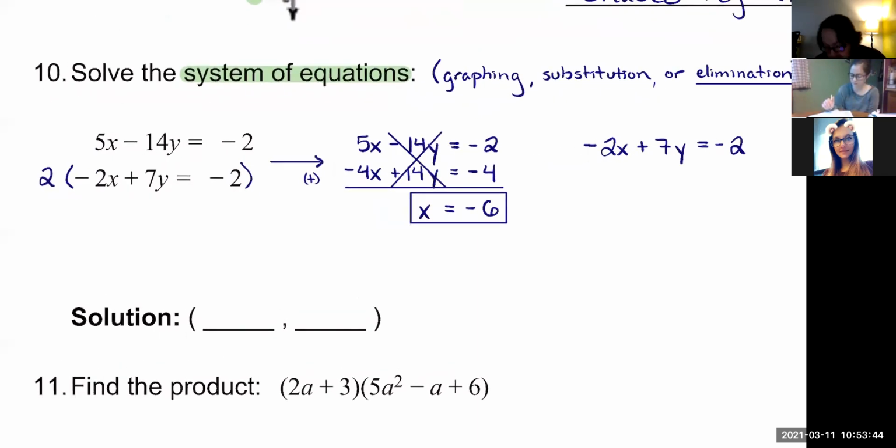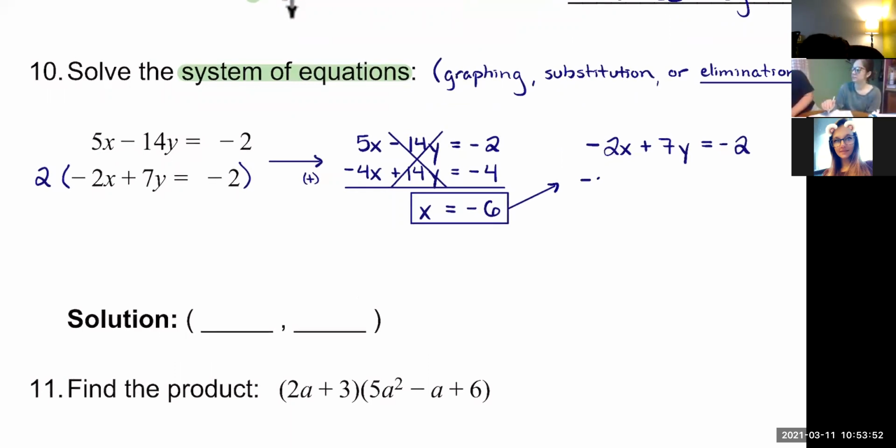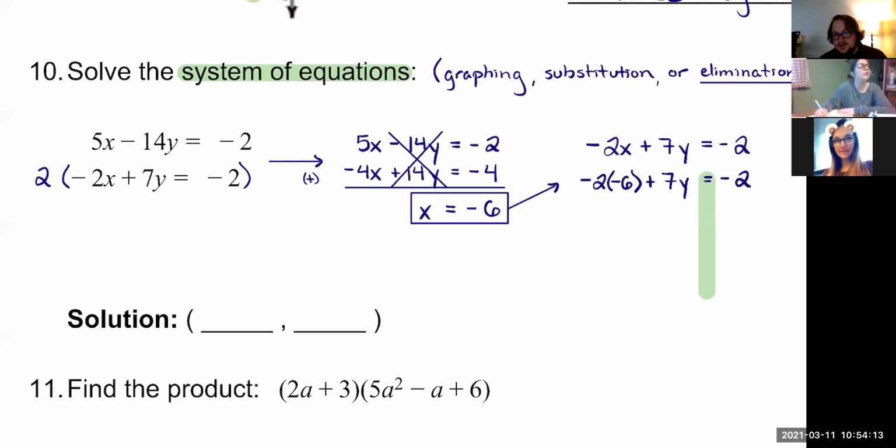And now that I know that x is negative 6, I'm going to drop it in that equation and get negative 2. And instead of times x, it's going to be times negative 6 plus 7y equals negative 2. Now, I'm not done with it yet. I've got a little bit of work to do. First off, the parentheses, if we take care of those, negative 2 times negative 6 is going to give me a positive 12 plus 7y equals negative 2.